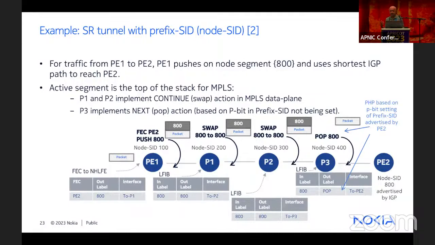Now, the other thing is that even though the labels are the same, we're still doing a swap operation at each of these points. It's just that we're swapping a label value with an identical label value. But that is a very important point, because that means you're using the exact same MPLS operations that you had without segment routing. So you can use the existing data plane here for it. Okay. Everyone cool with that? Any questions?